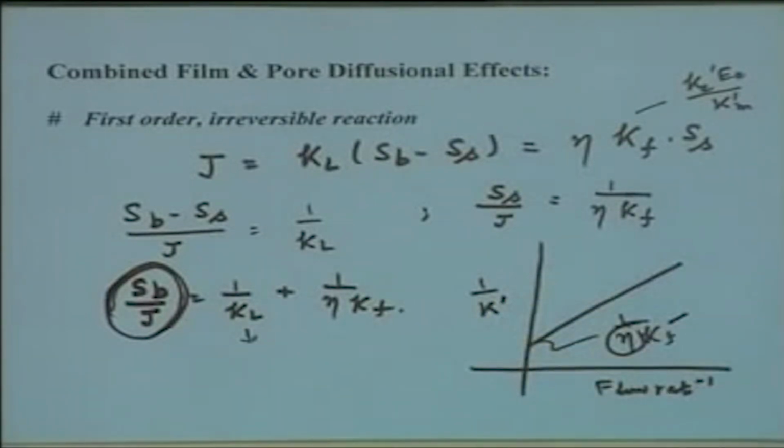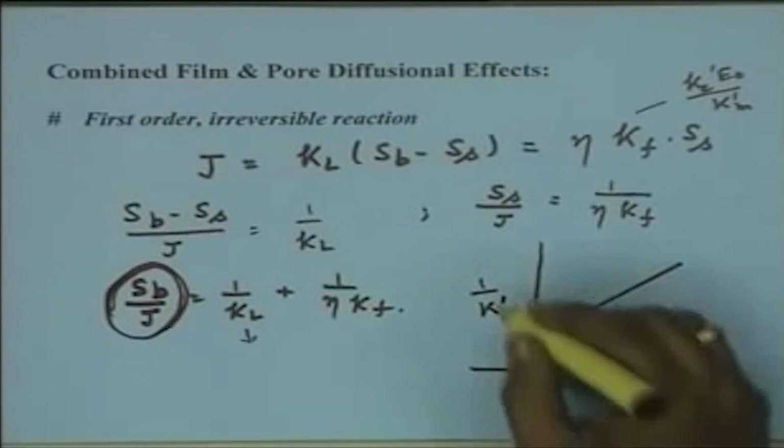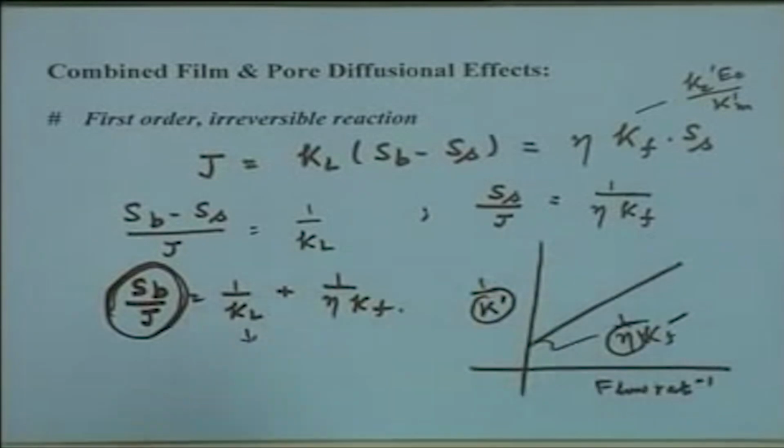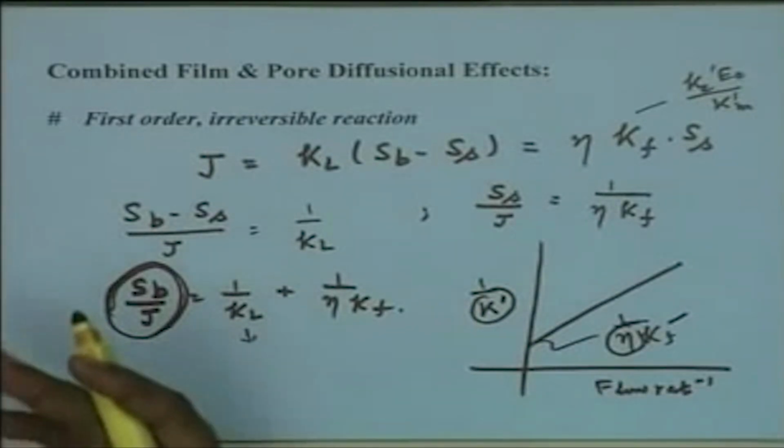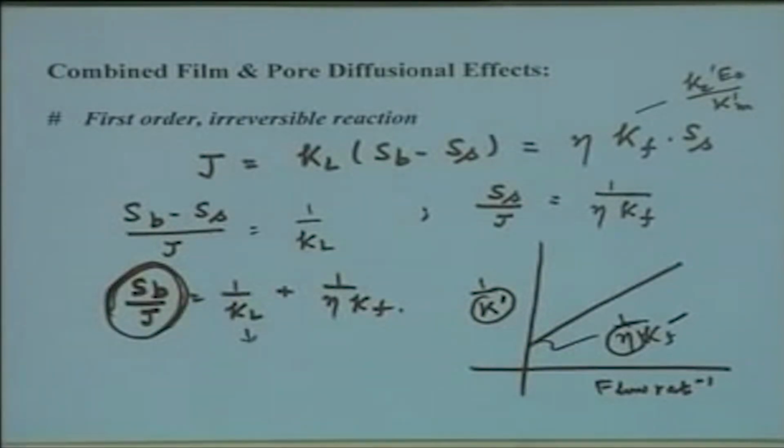And K dash is essentially the overall reaction rate constant, which takes into account the biochemical reaction and the combined film and pore diffusional effects. K dash can also be used as a first order rate constant for design of the immobilized enzyme continuous reactor.